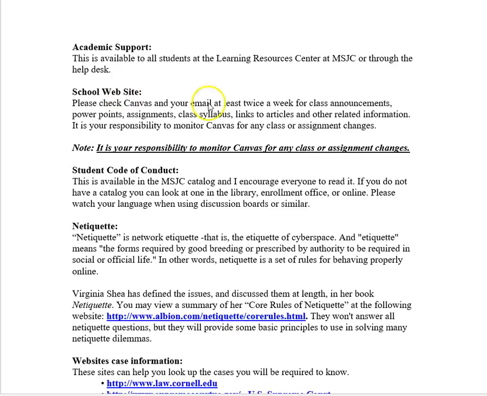If you do need some help, there is academic support available to students at the Learning Resource Center on the campuses, or through the help desk. And for the online class, there's also online counseling, and I will show you in a little bit where that link is. So the school website, again, please check Canvas and your email twice a week for announcements, PowerPoints, assignments, changes, etc. It is your responsibility to monitor Canvas for any class assignments or changes. So just take note of that.